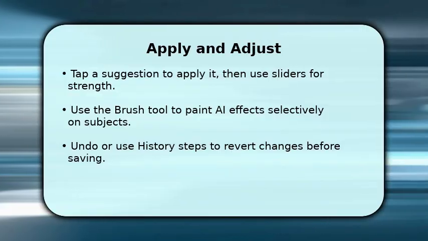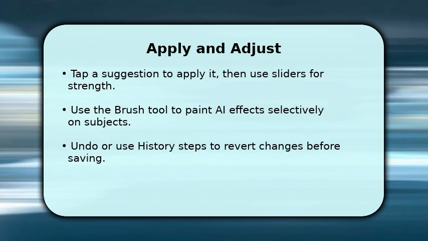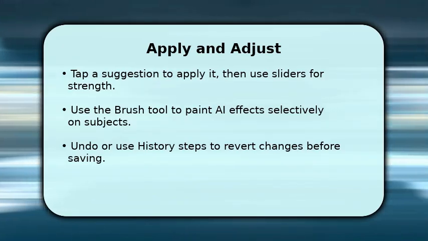Pinch to zoom to work precisely on edges and hair. Use the eraser to remove unwanted AI changes from areas you painted. If you make a mistake, tap Undo or Open History to revert steps before exporting the corrected image.